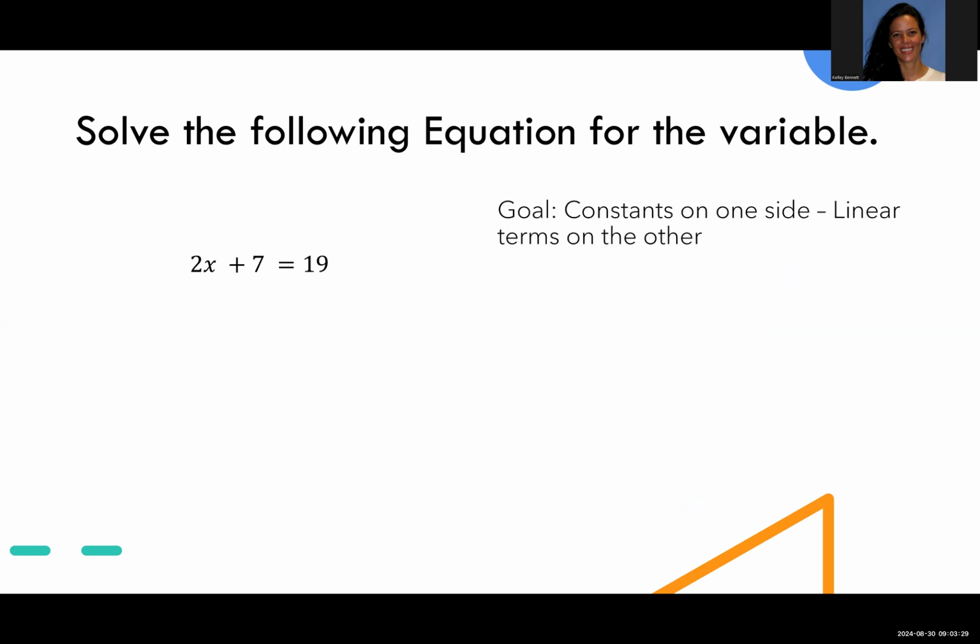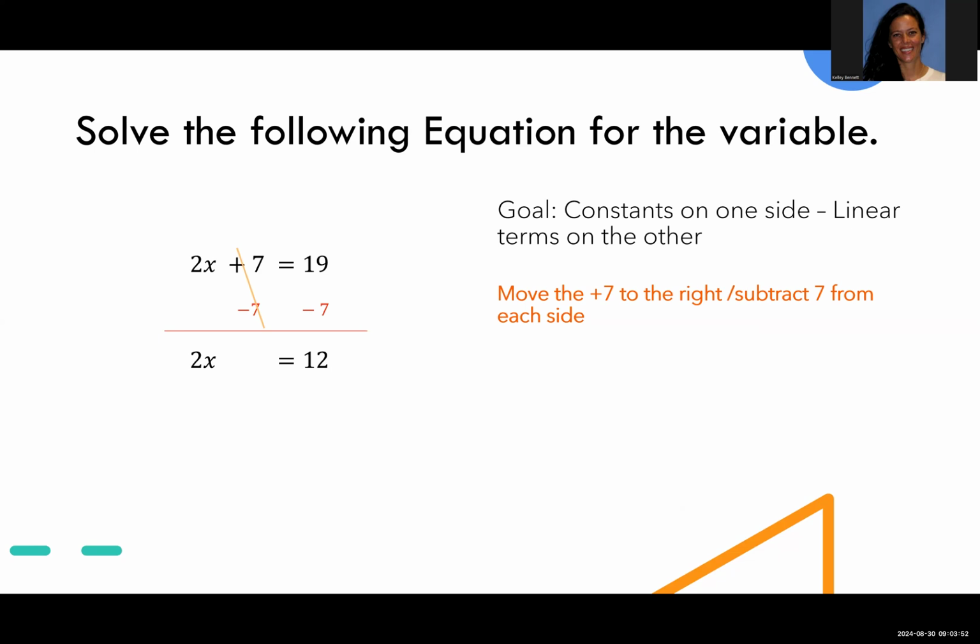We want to get our constants on one side and the linear terms on the other. So I'm going to move 7 to the right. And the way I do that is I subtract 7 from each side. And this kind of plays back to the additive inverse principle we brought up earlier. So I'm subtracting 7 from each side. That's going to cancel out the 7s and leave me with 2x equals 12.